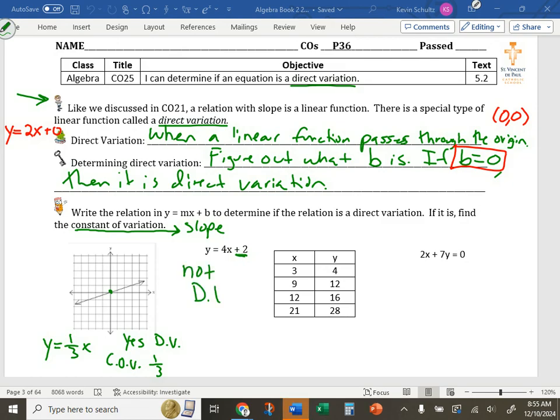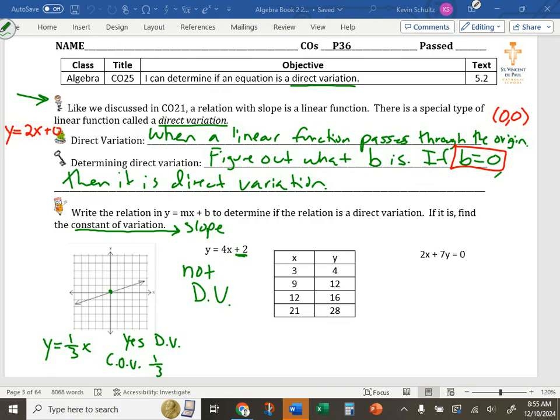Not dv. And since it's not direct variation, there's no constant of variation. There is slope, but it's not called constant of variation in this case because direct variation does not exist. So we don't have to do that step either. Lucas.